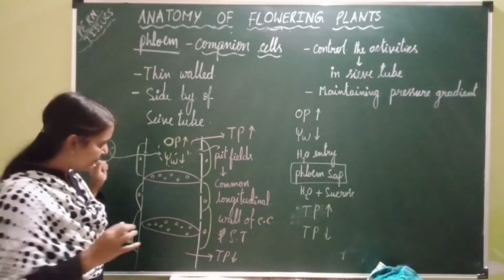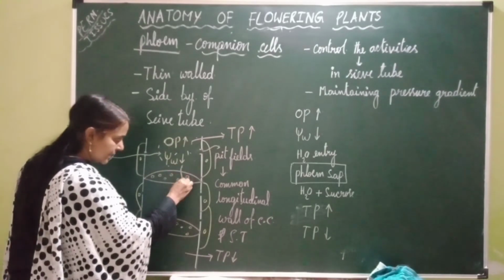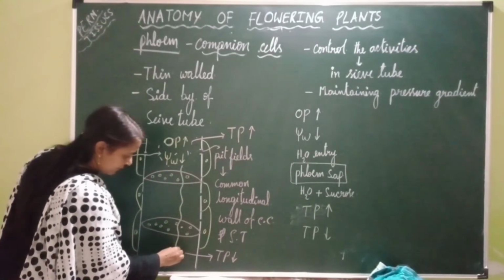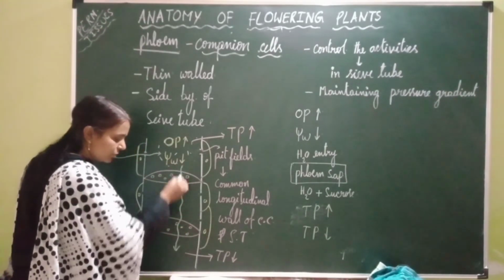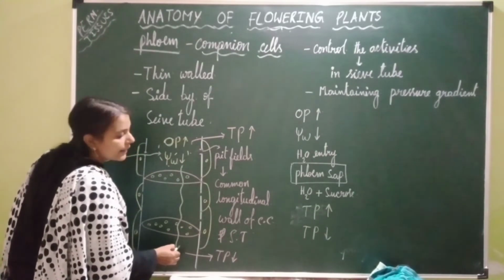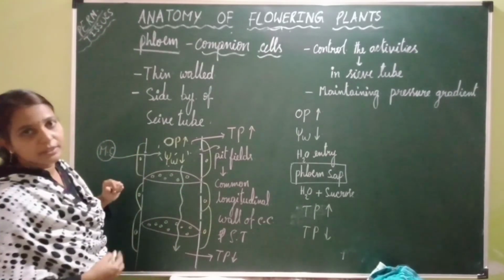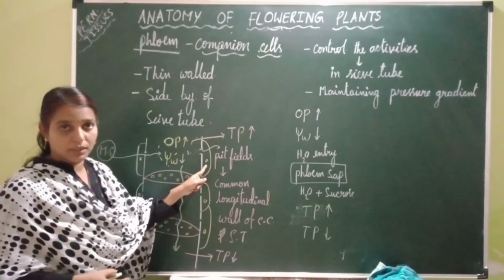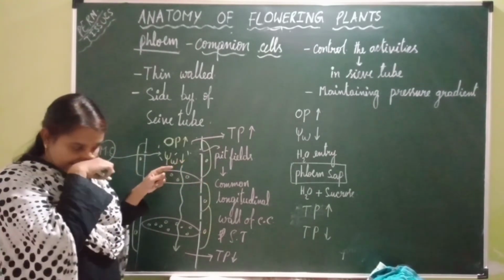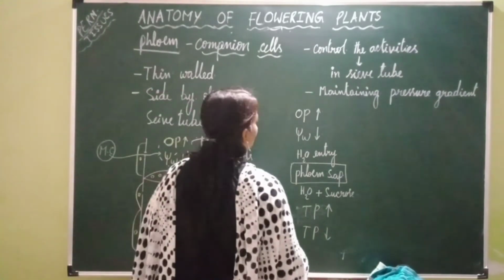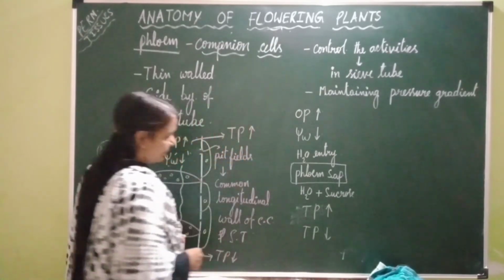So now what happens? Food transport occurs along the pressure gradient from the region of higher pressure to the region of lower pressure, and this pressure gradient is maintained by the nucleus of the companion cell which is present inside the companion cell. Right? So this is about the functioning of the companion cell.